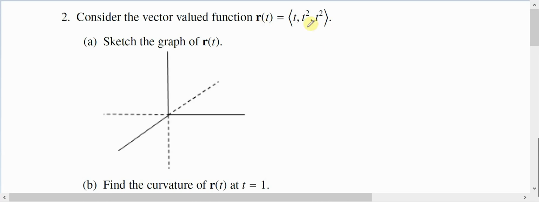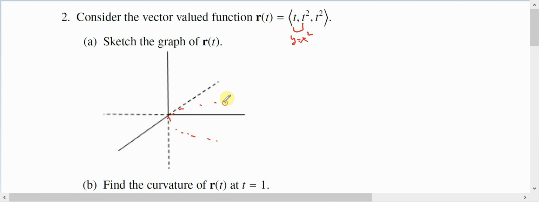So this number 2, we're given a vector valued function, and we want to sketch its graph. Well, I'll start with these two, and what I see is that this gives me x equals t and y is t squared, so y equals x squared. That'll sort of be the shadow of my graph here in the x and y plane on the floor.